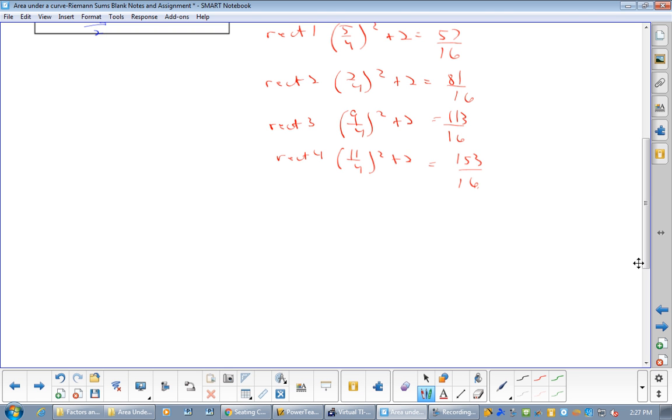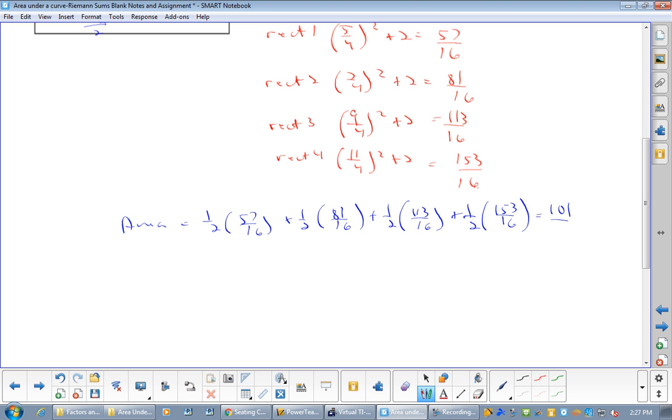So, area would equal 1/2 times 57/16 plus 1/2 times 81/16 plus 1/2 times 113/16 plus 1/2 times 153/16. And when you do this, you get 101/8, which would be approximately 12.625.